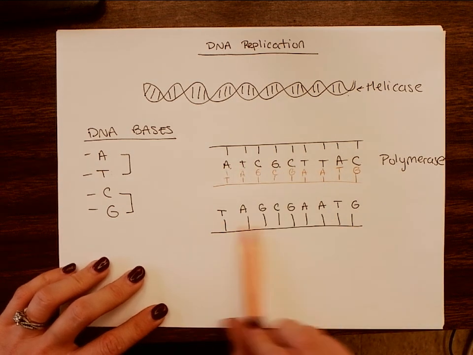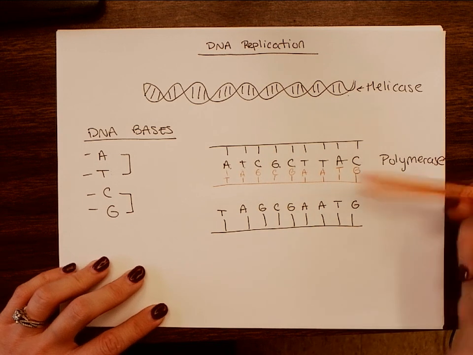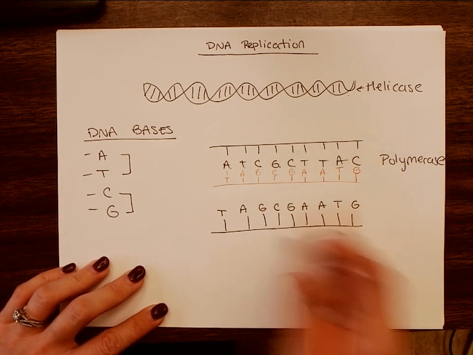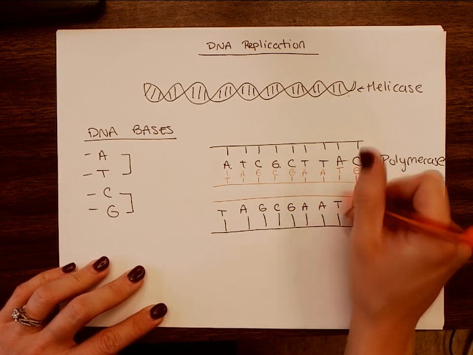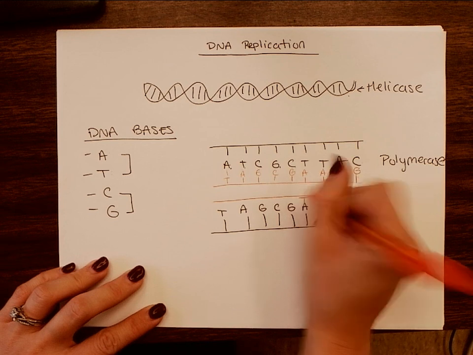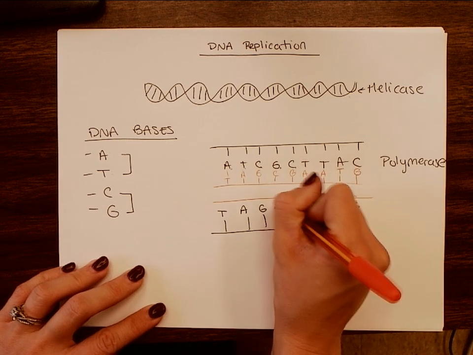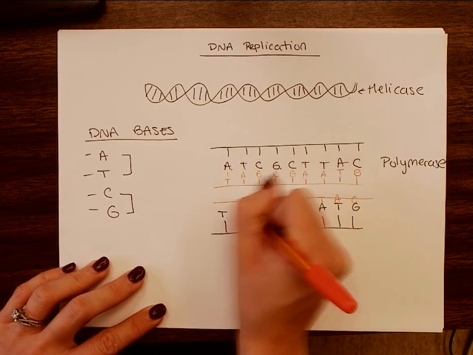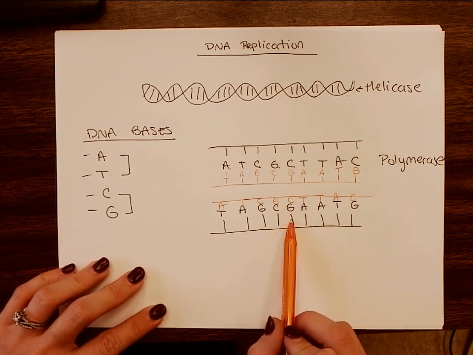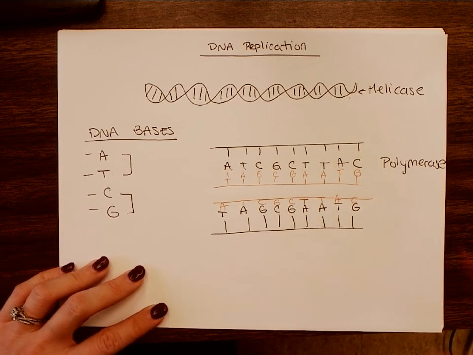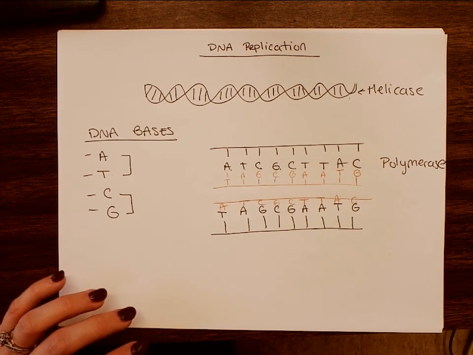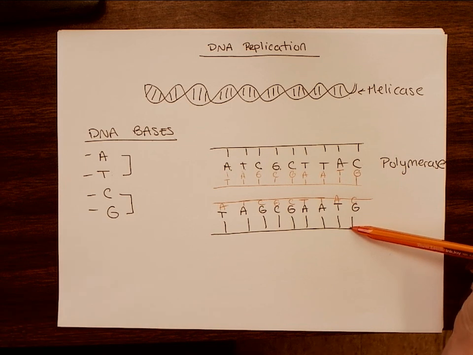It's basically the identical copy down here, but now we have an identical copy of what we originally had. If we go ahead and finish this out and write the identical copy over here, G to C, A, T, T, C, G, C, T, A. We will now have 2 identical copies of our DNA, and our cell will then be ready to divide, and each new cell will get a copy of the parent DNA.